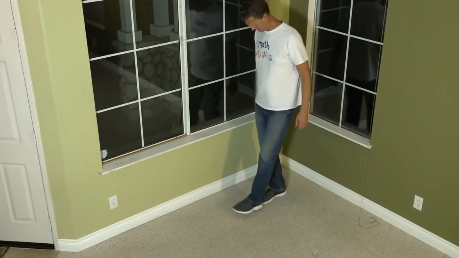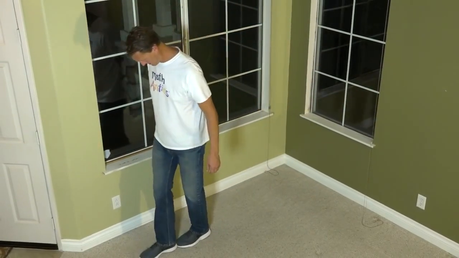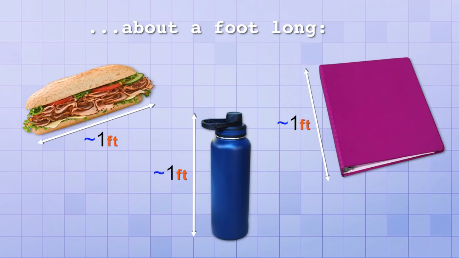And that's why you'll sometimes see people walking off a distance heel to toe to estimate how many feet that distance is. Other things that are about a foot long are a foot-long sub sandwich, a tall water bottle, or a 3-ring binder. And a foot is a convenient unit for measuring things like a person's height.